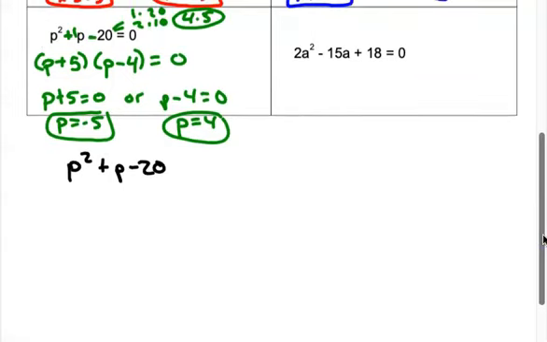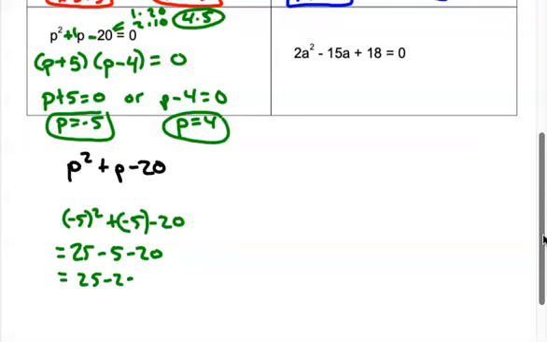So p squared plus p minus 20. Let's try it with negative 5. So that would be negative 5 squared plus negative 5 minus 20. Okay? Negative 5 squared is positive 25, and then 25 minus 5 minus 20, well, that equals 25 minus 25, which equals 0. So if you plug in negative 5, you get out 0.